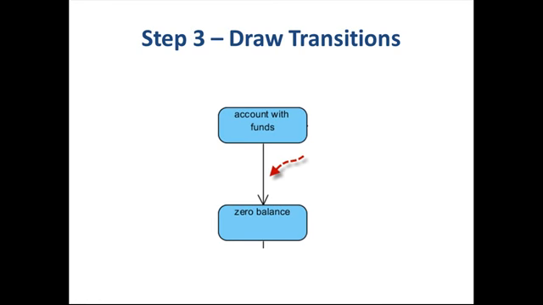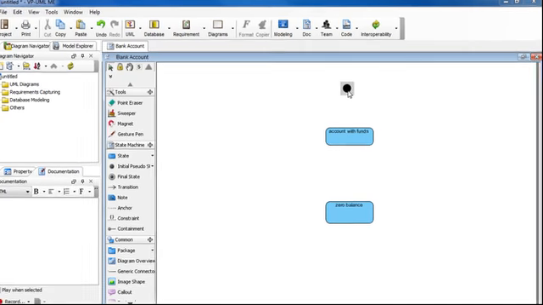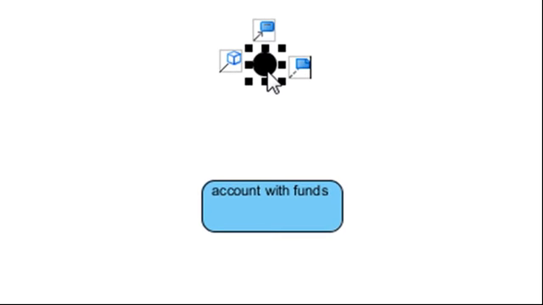In step 3, we draw directed lines to indicate a change from one state to another. Let's see how to draw that. In step 3, we're going to draw directed lines to depict transitions between states. Let's start with the initial state here. When you select it or place your mouse over it, the resource-centric interface pops up.